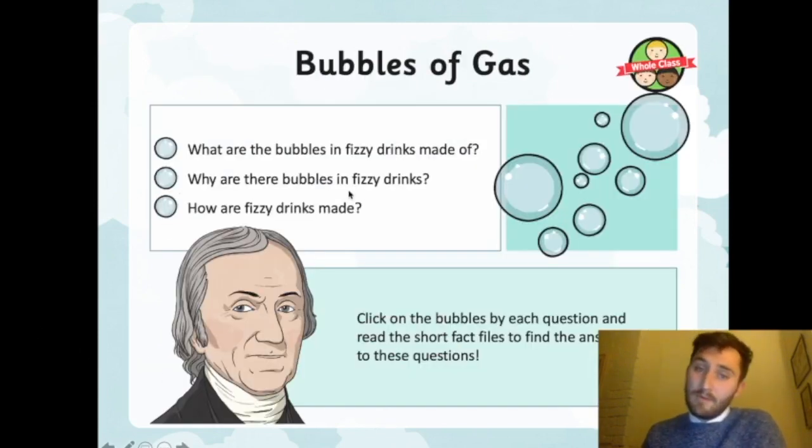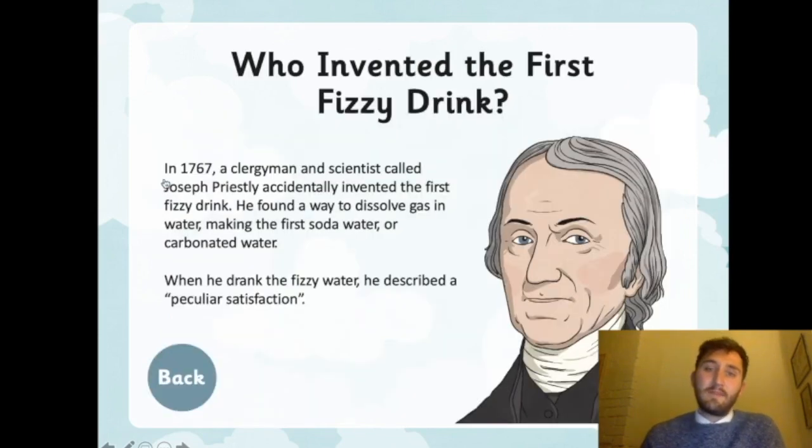So why are there bubbles in fizzy drinks? Well, let's find out. Oh, so who invented the first fizzy drink? In 1767, a clergyman and scientist called Joseph Priestley accidentally invented the first fizzy drink. He found a way to dissolve gas in water, making the first soda water, or carbonated water. When he drank the fizzy water, he described a peculiar satisfaction. I must say, I really do like a fizzy drink, so I'm very thankful to Joseph Priestley.